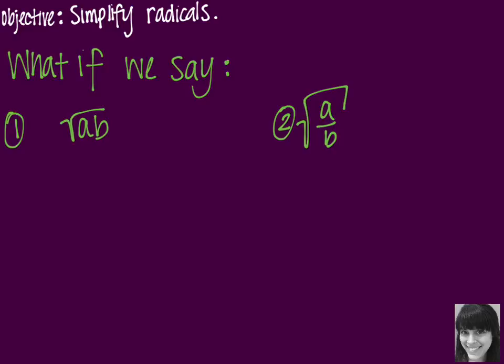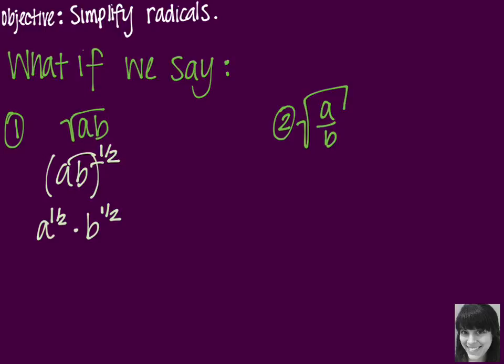If we were to say the square root of a times b, what would that look like if I wanted to, quote unquote, distribute? Saying the square root of a times b is the same thing as saying a times b raised to the 1/2. Well, I know when I have an exponent and two things that are being multiplied, I can distribute the 1/2 to each of these. So a to the 1/2 times b to the 1/2.